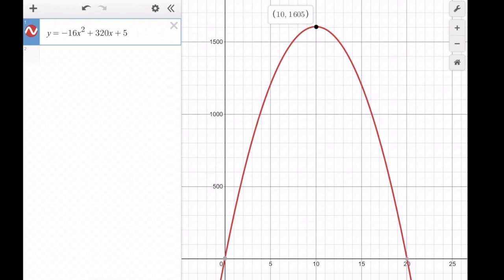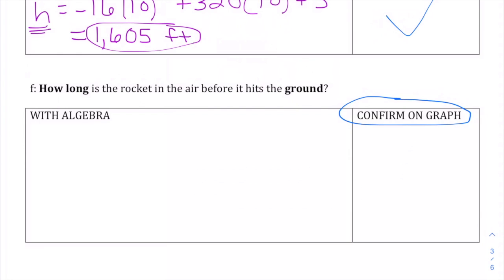On Desmos, we're looking for when it hits the ground, so that's this last point where the rocket reaches 0 for height. And we want to look at the x value. We know 0 is the height because it reaches the ground, but we want the x value, the time, to tell us when that happens. So in this case, 20.016 seconds.